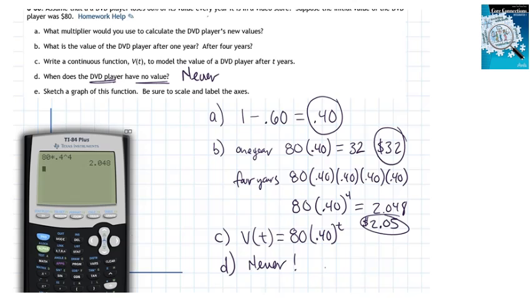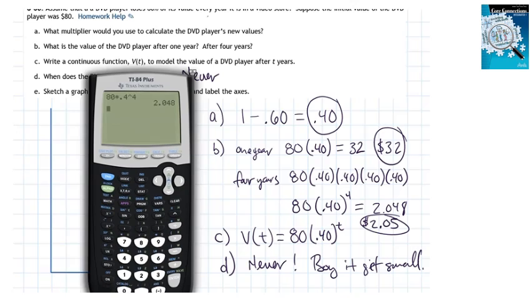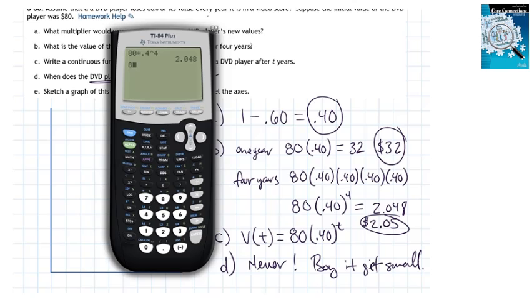But boy, it gets small. I should put that down. Boy, it does get small. In fact, if I just went out for 10 years, take a look at this. $80 times 0.4 raised to the 10th power. Look at that.